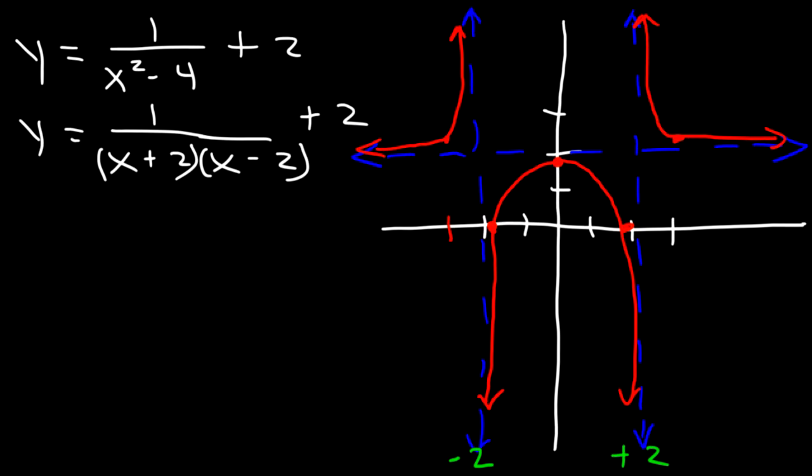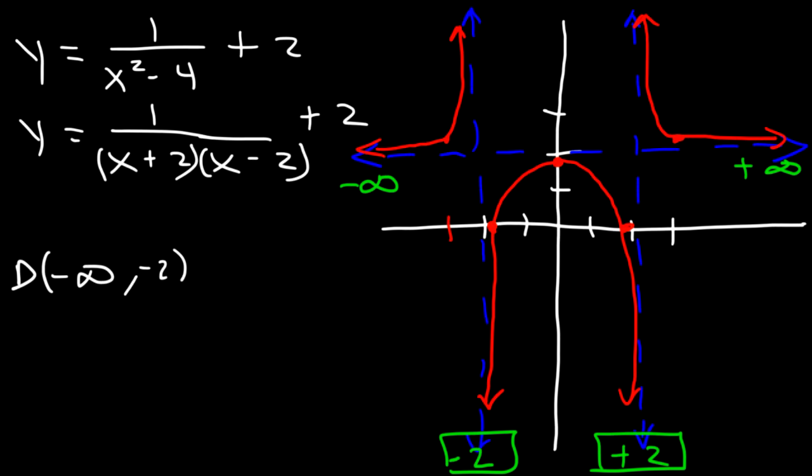So let's start with the domain. The lowest x value is negative infinity, the highest is infinity, and we need to take out the vertical asymptotes. There's no hole in this graph, so we don't have to worry about that. So the domain is going to be negative infinity to negative 2, union negative 2 to 2, union 2 to infinity.